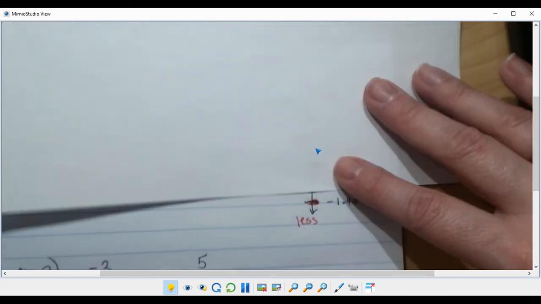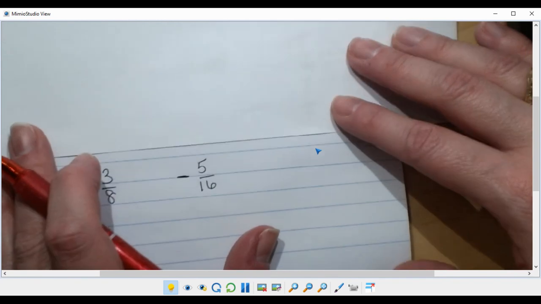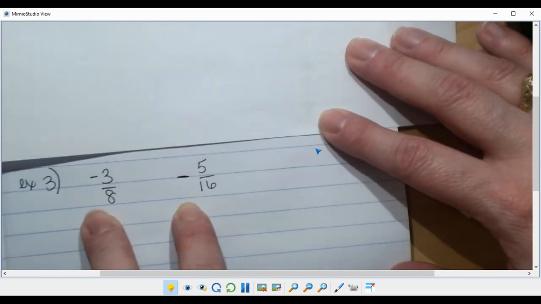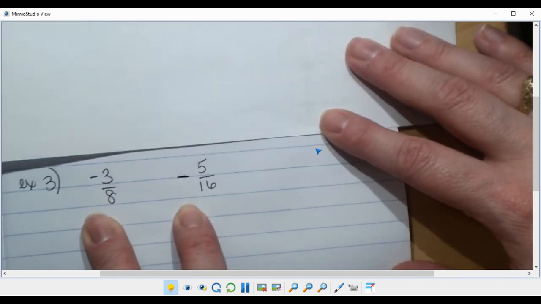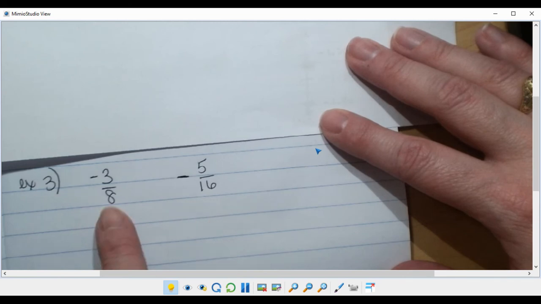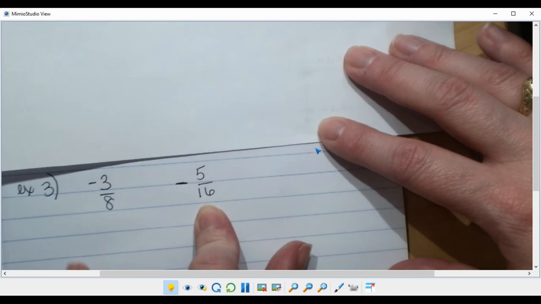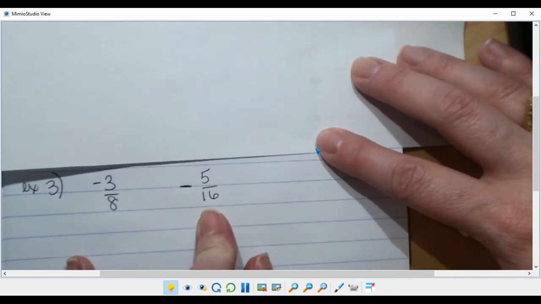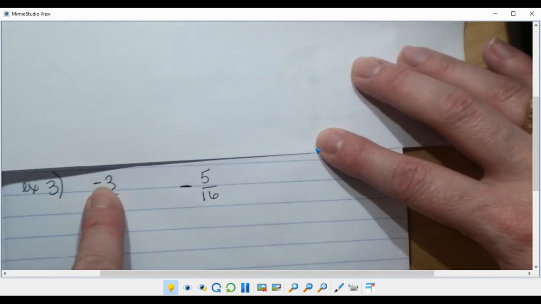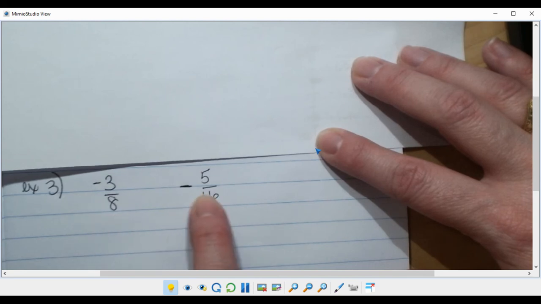All right, let's go to a fraction example. We did say that we could compare with just the signs. Unfortunately, that's not going to help here because they're both negative. So negative 3/8, negative 5/16. If you remember, those negative signs could be in one of 3 places. It could be with the numerator, it could be with the denominator, or it could be like this one and be right with the fraction bar. 3 equally correct ways to show a negative fraction.